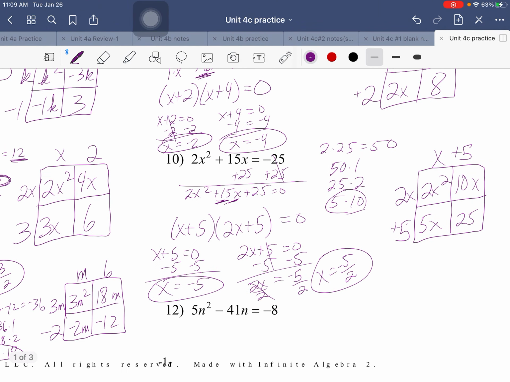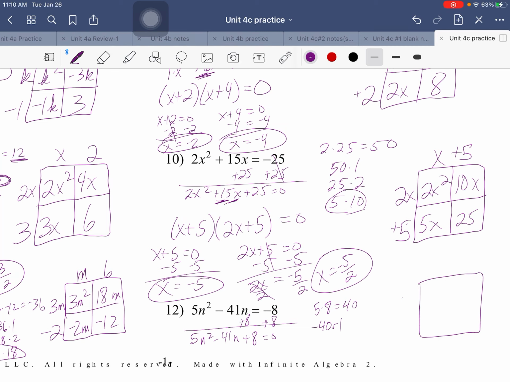All right, number 12, add 8. That's the C term. No like terms. Surprise, surprise. There could be like terms, but in this case, there's not. There's no other n squared terms or n terms or constant terms. So you have A times C is 40. What two numbers multiply to 40 that add up to negative 41? Well, that's going to end up being negative 40 and negative 1. Those multiply to positive 40 and they add up to negative 41.